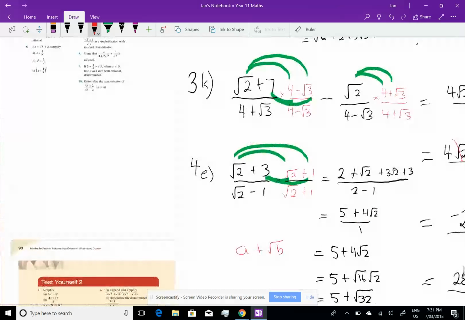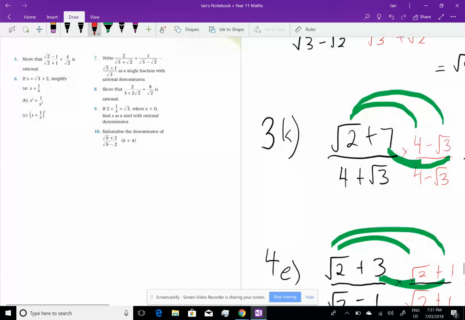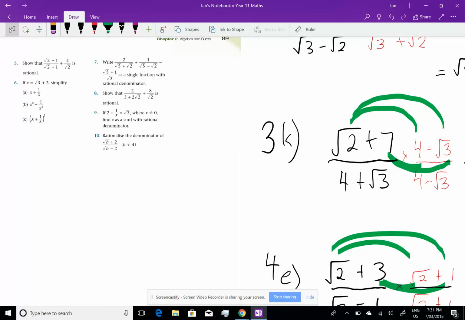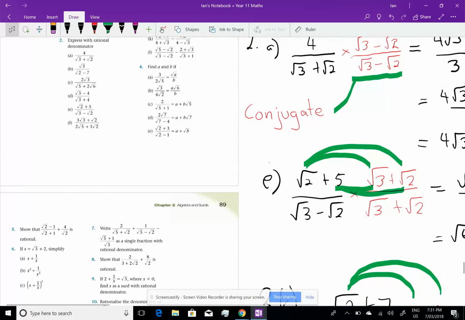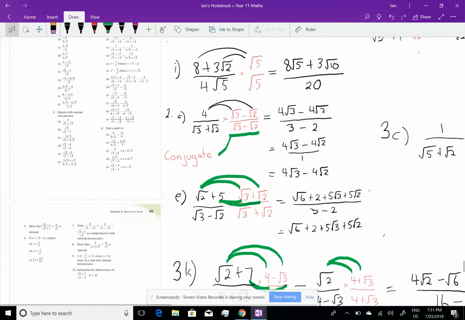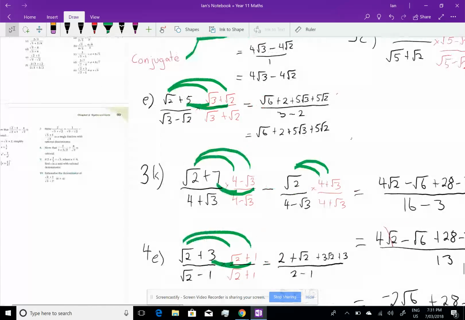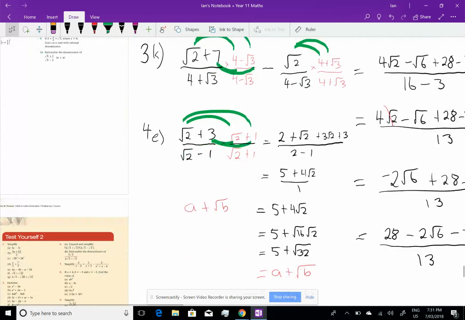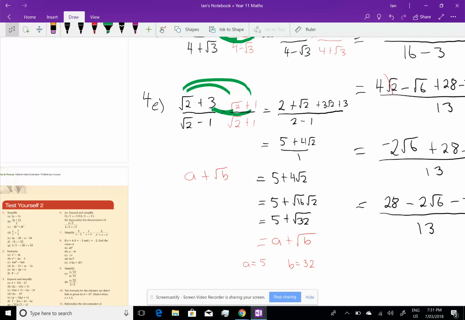Now, we're going to continue on with these tomorrow, but I want you at least to be up to question 4. Make sure you know how to multiply by the conjugate and how to write fractions with a rational denominator.